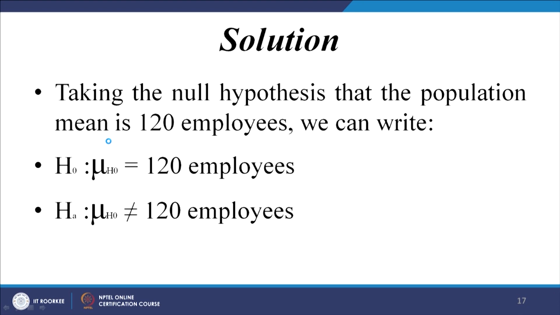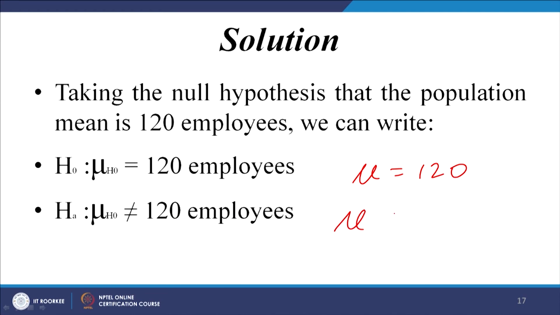checking. So, if it is not equal to 120, then we can say there is a difference between the population and the sample mean. So, that is what he is trying to check. So, either mu is equal to 120 or mu is not equal to 120. So, if it is 100 or 90 or 130 is a different case. Okay.